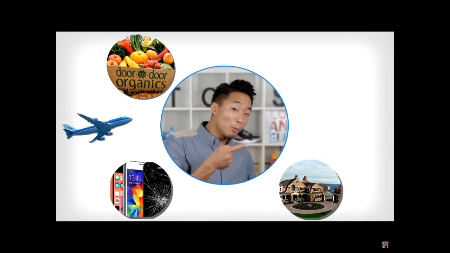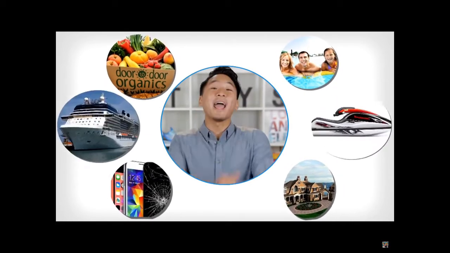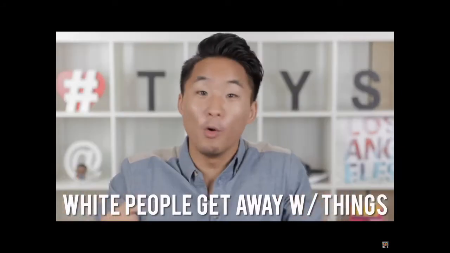White people love overpaying for things. Yes, it is an old Asian parent stereotype that no matter how much money white people make, they're just gonna spend it all on a bunch of things that Asian people would never buy. Organic produce at Whole Foods, first class flights, or at least getting the extra legroom for $75, warranties on electronics, summer houses or cabins on the lake, high tech camping gear, swimming pools and hot tubs, and jet skis and boats. White people get away with doing things that Asian people would not.